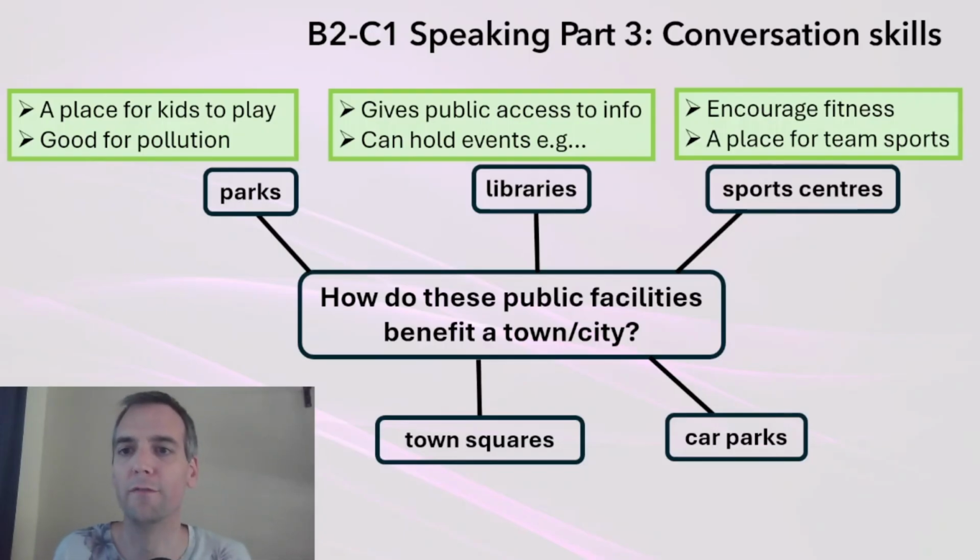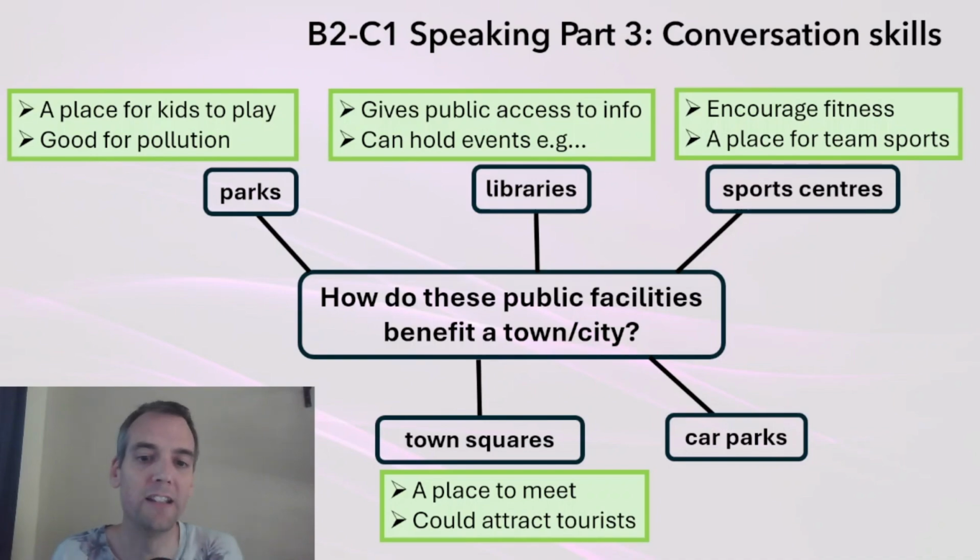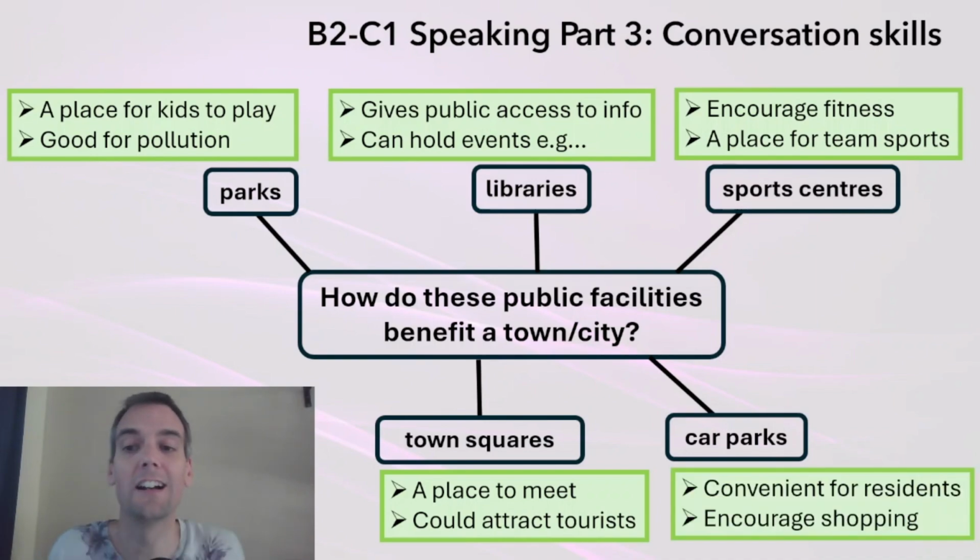The sports centre is good for fitness. It's good for getting together in teams. The town square, you can meet people, could attract tourists if it's got a nice historical value. And the car park is convenient and also encourages shopping, so it's good for the economy. Lots of ideas you can use. Your job is to really focus on those functions like I was speaking about, to introduce them, to invite participation, and to respond to what your partner's saying with your own little relevant idea.